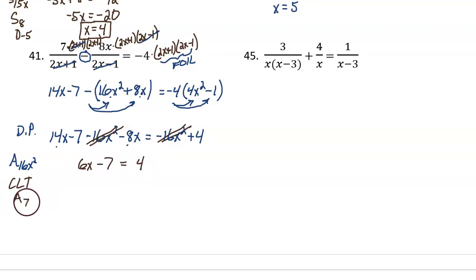Next, add 7 to both sides. 6x is equal to 11. And finally, divide by 6 on both sides. X is equal to 11/6.